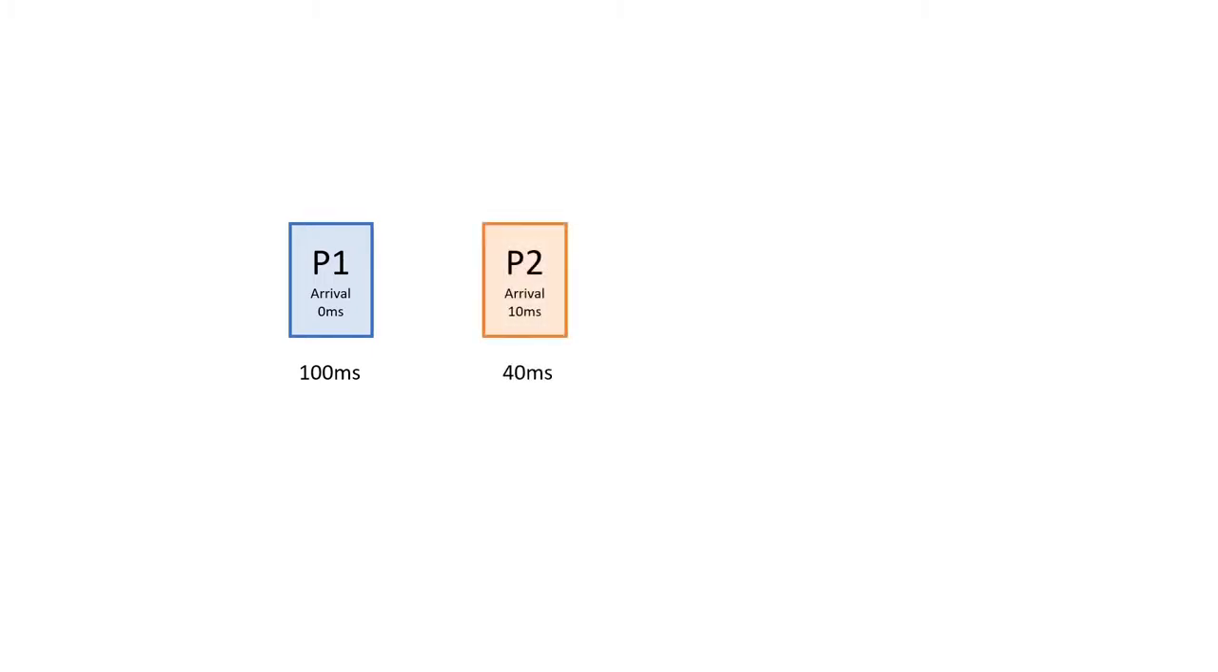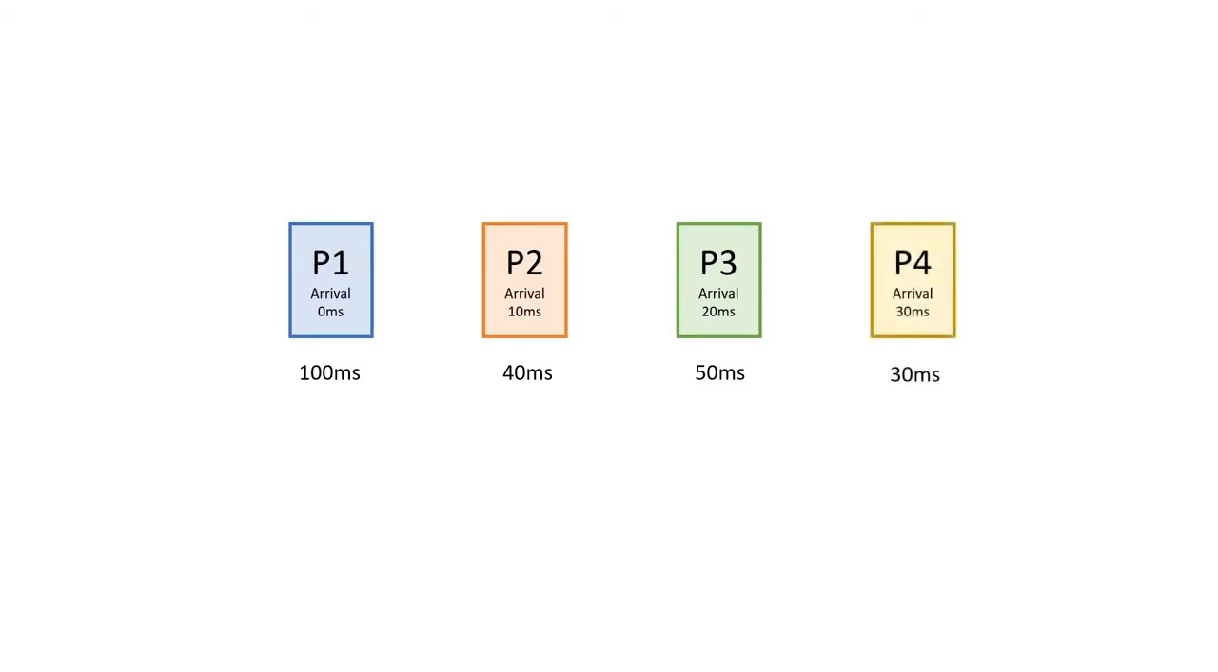So let's do a little example. Given the system with the following processes: process P1 with the arrival time of 0 milliseconds and a CPU burst of 100 milliseconds. The CPU burst is the time needed to complete a task. Process P2 with the arrival at 10 milliseconds and a CPU burst of 40 milliseconds. Process P3 with the arrival time at 20 milliseconds and a CPU burst of 50 milliseconds. And finally process P4 with the arrival time at 30 milliseconds and a CPU burst of 30 milliseconds.